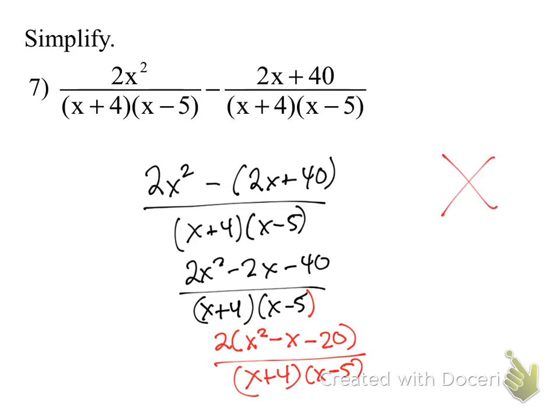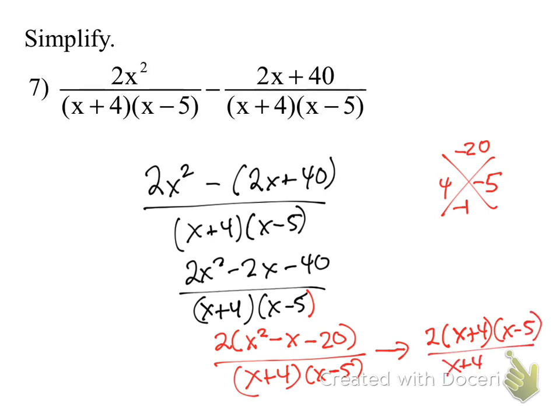Okay, what multiplies to negative 20 and adds to negative 1? How about negative 5 and positive 4? So I'm doing this like this because I'm out of room. And I get 2 times x plus 4 times x minus 5. And that means I'm x plus 4, x minus 5. How many people got this final answer?